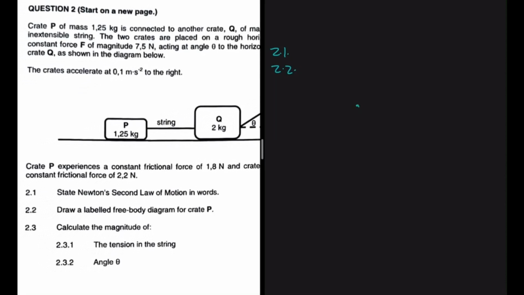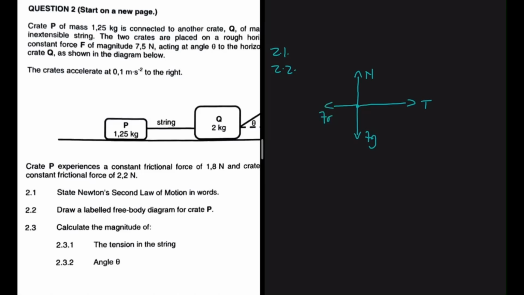Crate P is connected to crate Q by a string, so there must be tension on crate P moving in that direction. And because crate P is lying on a surface, we must have a normal force, but also the gravitational force. So we should have Fg and the normal force there. And then we are also told that there is a frictional force, so let's have a force opposing the motion. So let's have Fr there.